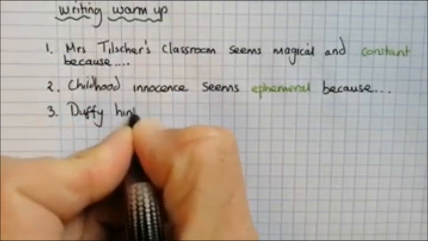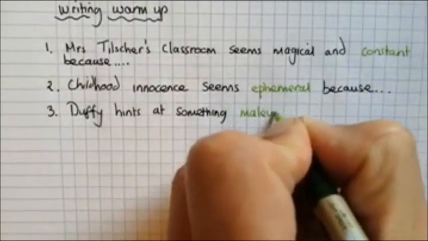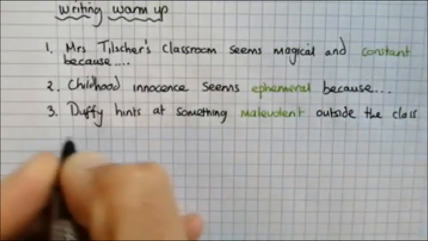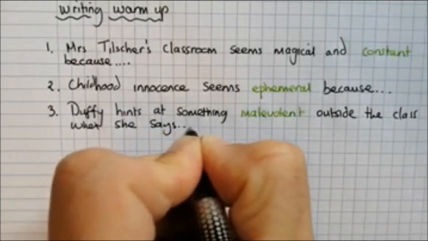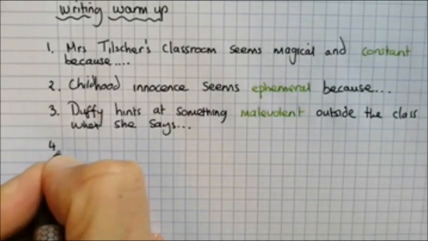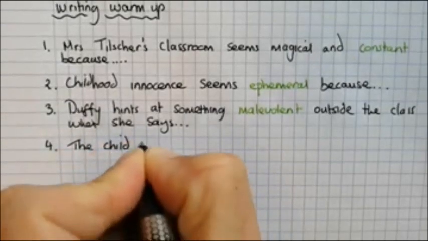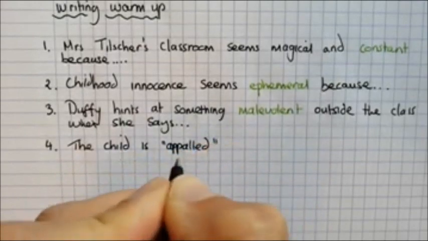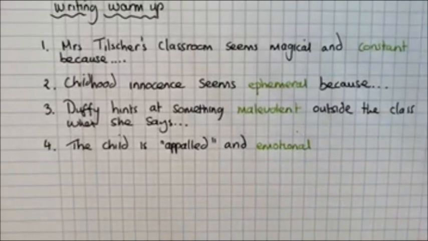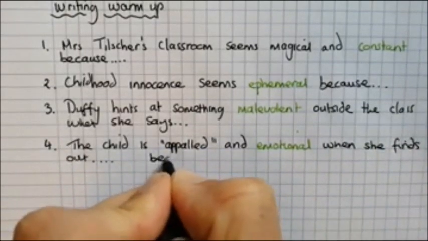Duffy hints at something malevolent outside the class when she says. Number 4. The child is appalled and emotional when she finds out because.